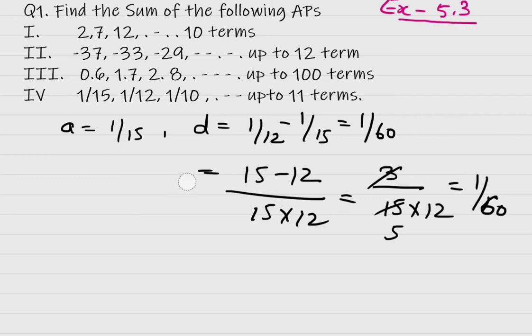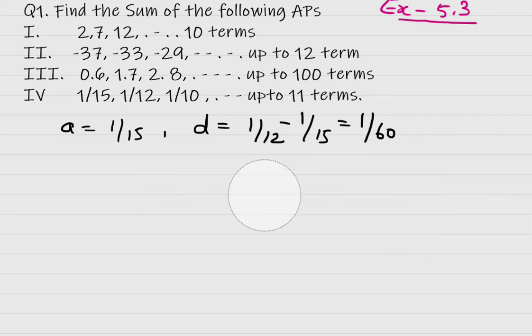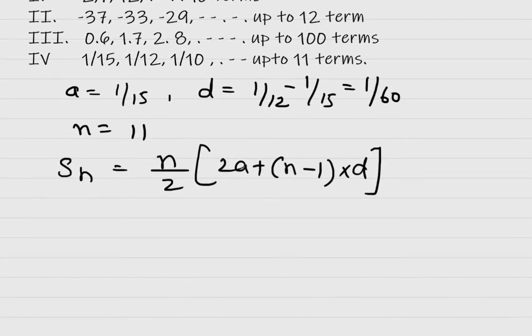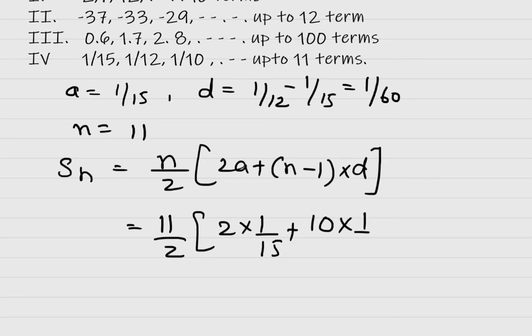Now let us see what is your N. N is nothing but 11. N is given to be 11. So what is your Sn? Sn is equal to N by 2 into 2a plus n minus 1 into d, because here also we don't have the last term, so let us use this formula only. Now see what is your n. N is nothing but 11, so 11 by 2 into 2a, a is 1 by 15, so 2 into 1 by 15 plus n minus 1, 11 minus 1, 10 into d is 1 by 60.